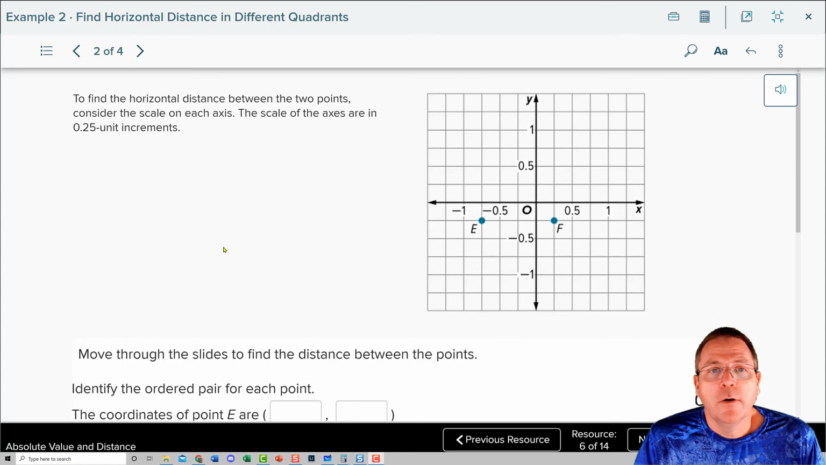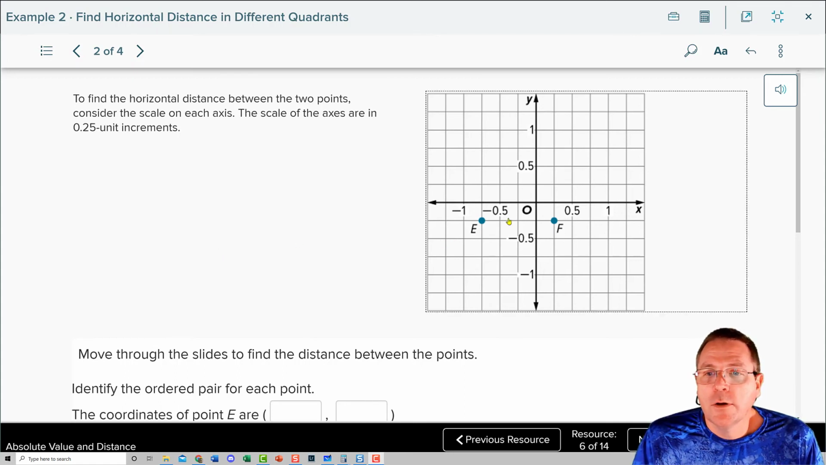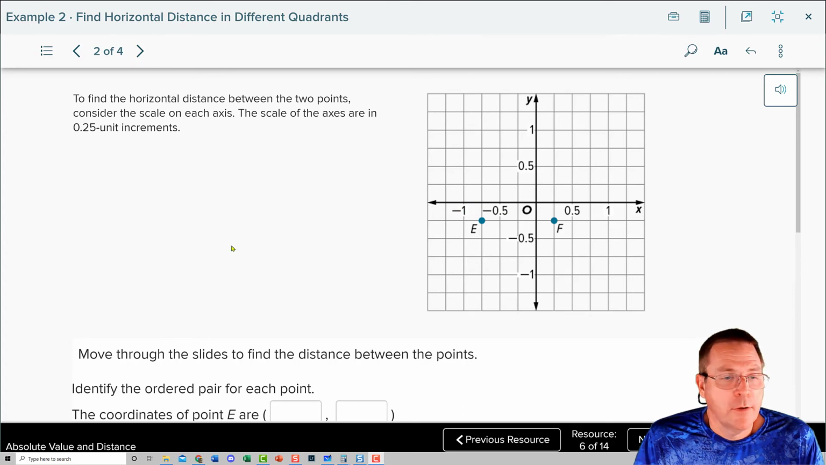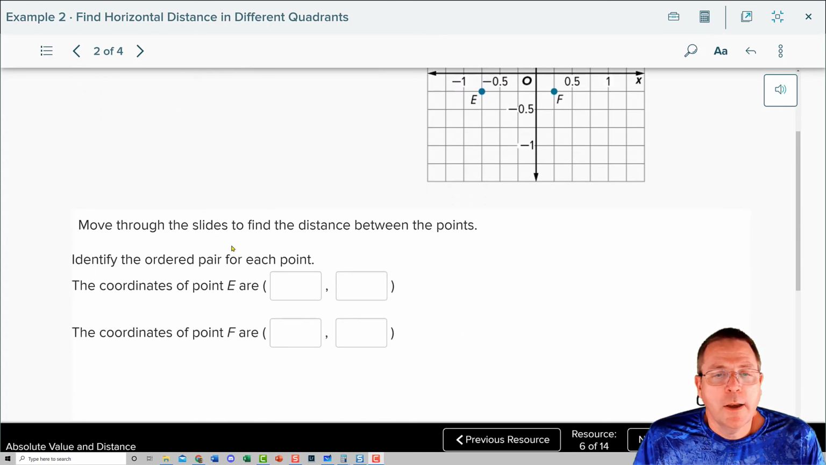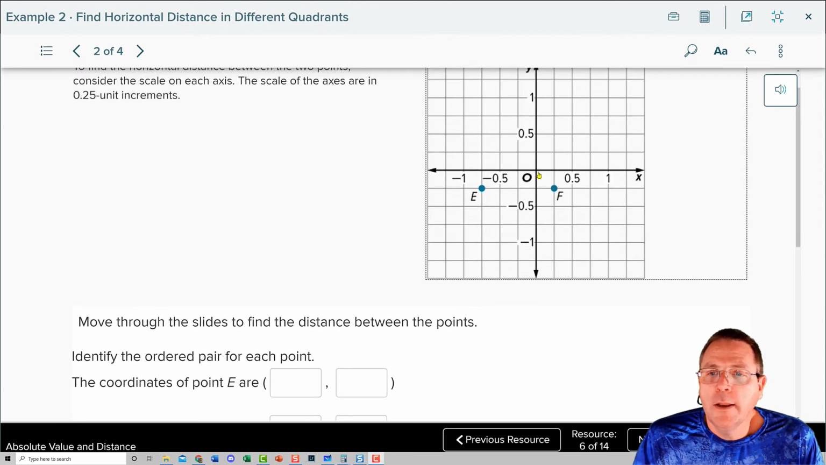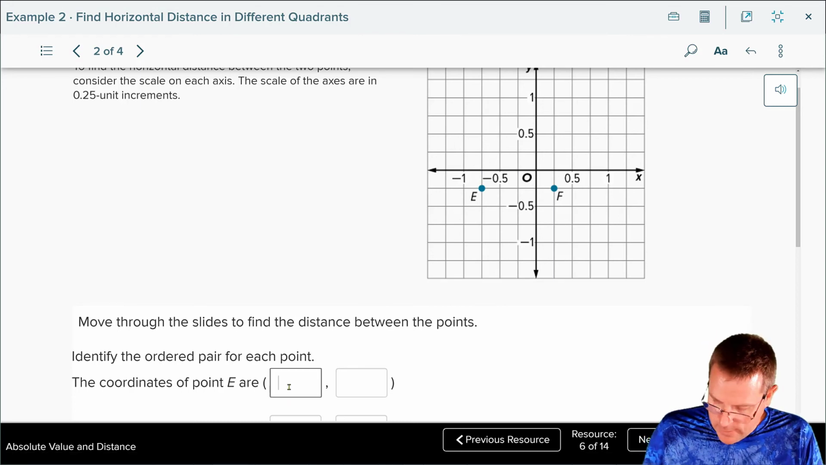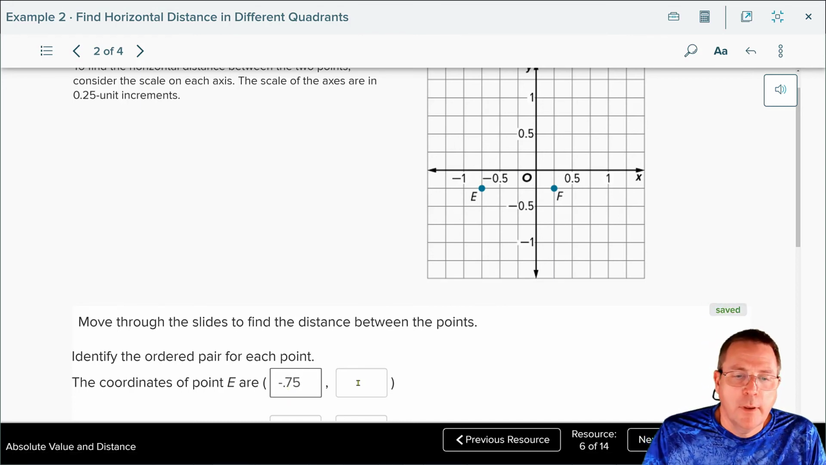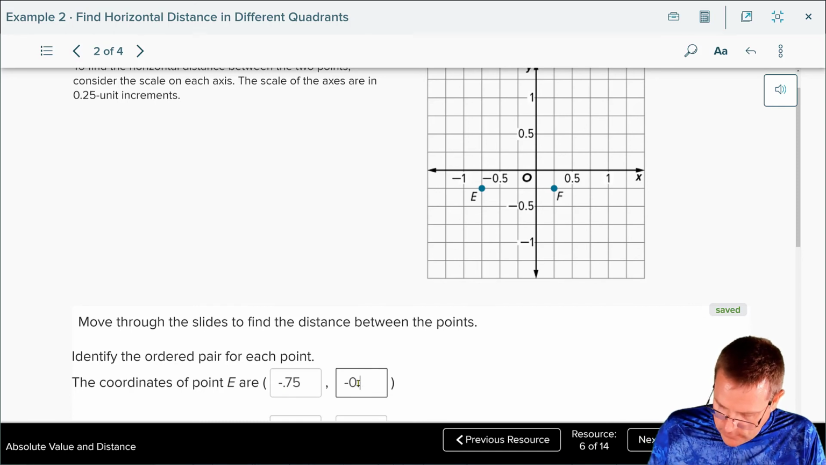The scale of the axis in this case is 0.25 increments. So you have 0.25, 0.5, 0.75, and 1. And of course these are all negative values. Now we're going to move through the slides to find the distances between the 2 points. First, the coordinates of point E are going to be, we're going to run before we fly, negative 0.75, negative 0.25. So I have negative 0.75 and negative 0.25.